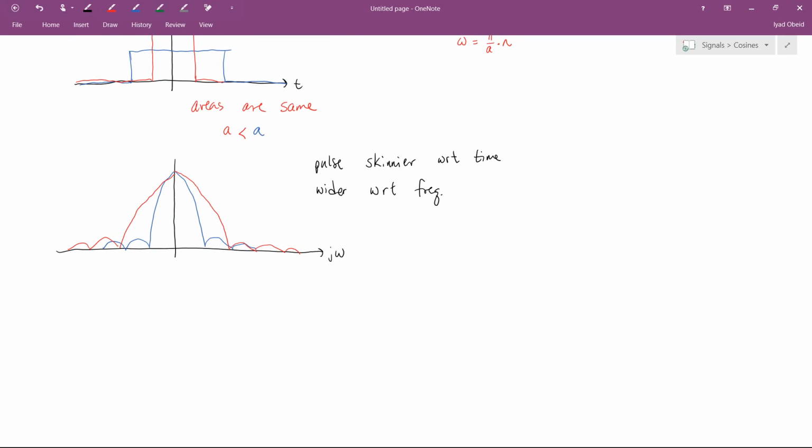Okay, so a final parting thought: what happens if you let A go to infinity? If you let A go to infinity, that means you're making a pulse that is infinitely wide with respect to time. And of course, if you make a pulse that's infinitely wide with respect to time, that's how you get a constant function. An infinitely wide pulse is just another way of thinking about a constant.